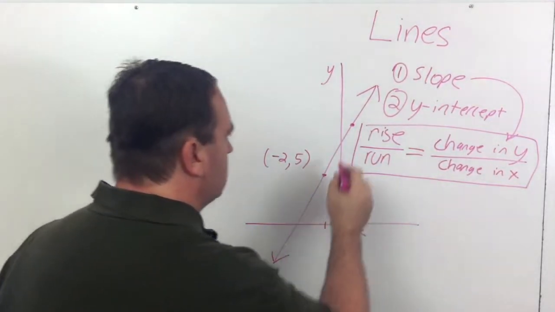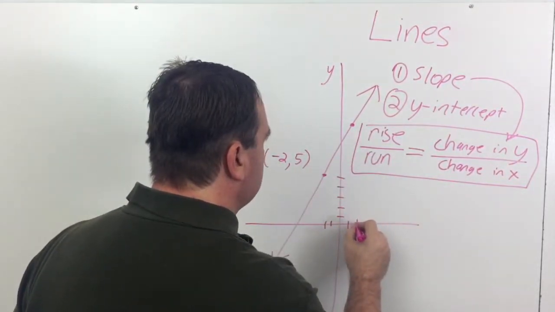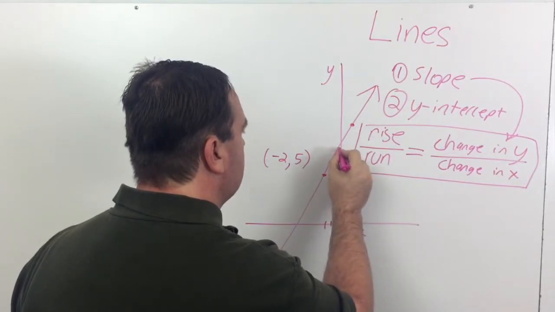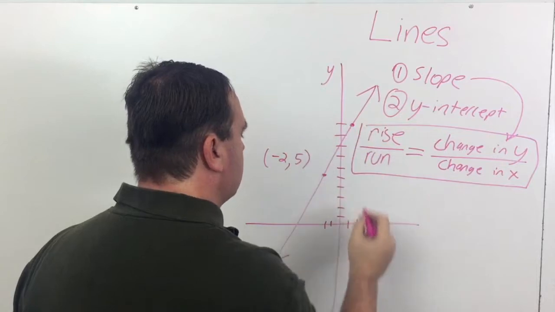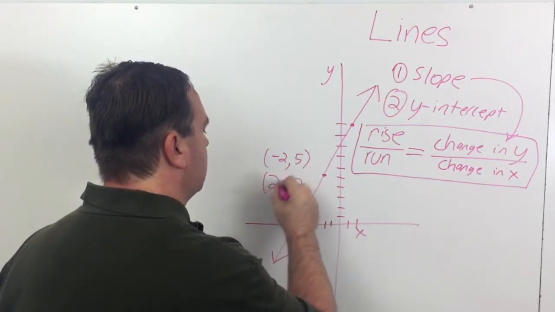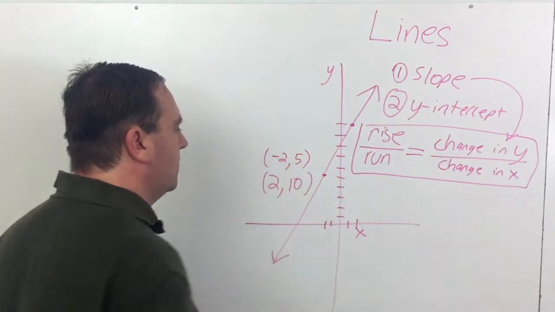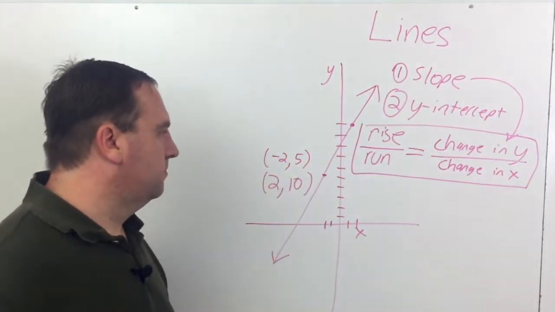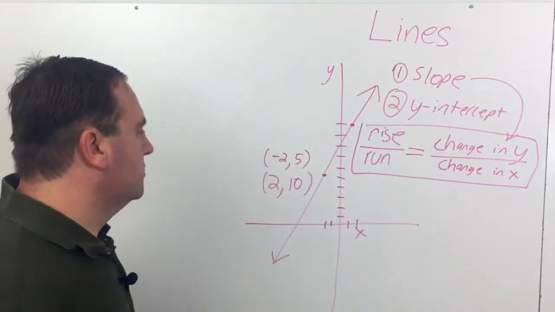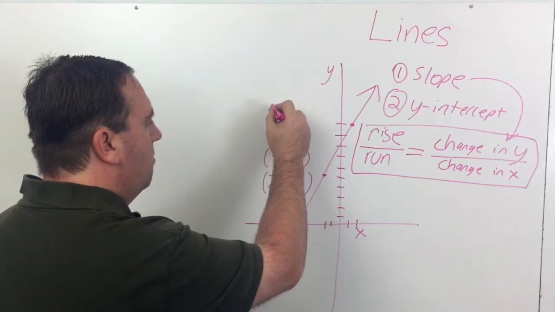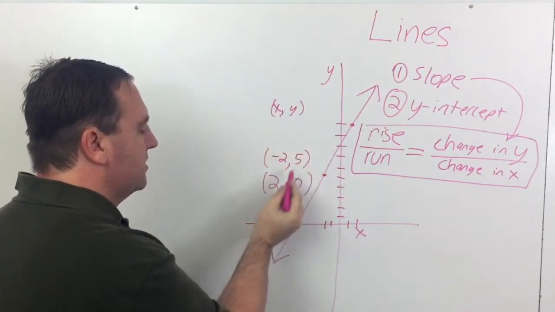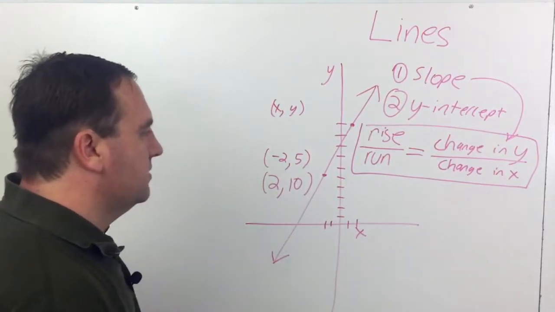Well, what's our second point? It's probably about +2, and 5, 6, 7, 8, 9, 10. So our second point is 2, 10. These are our 2 points. And so our slope is going to be our rise over our run. All points are given as x, y. So these are the x values, and these are the y values.